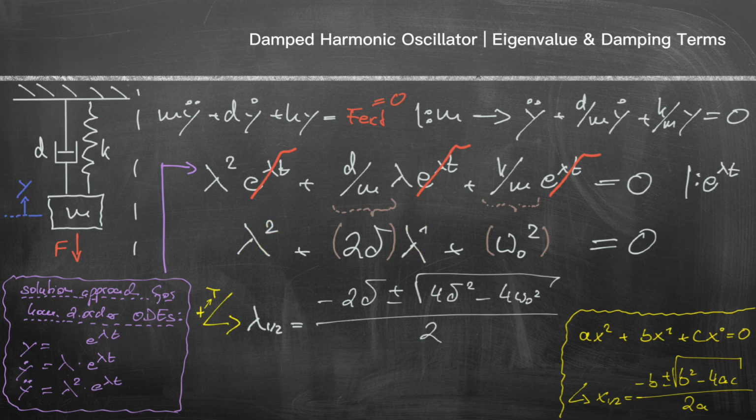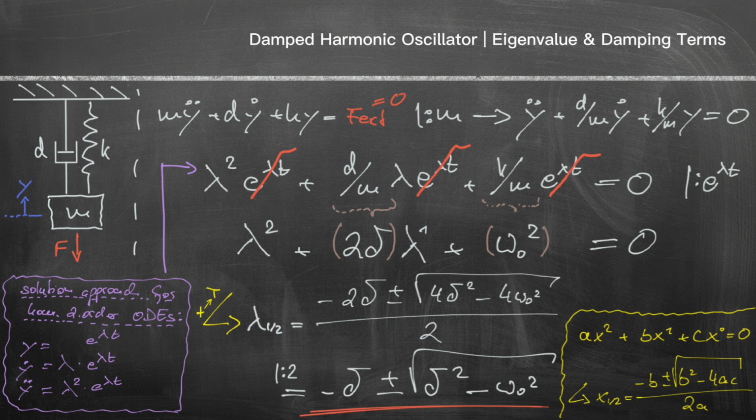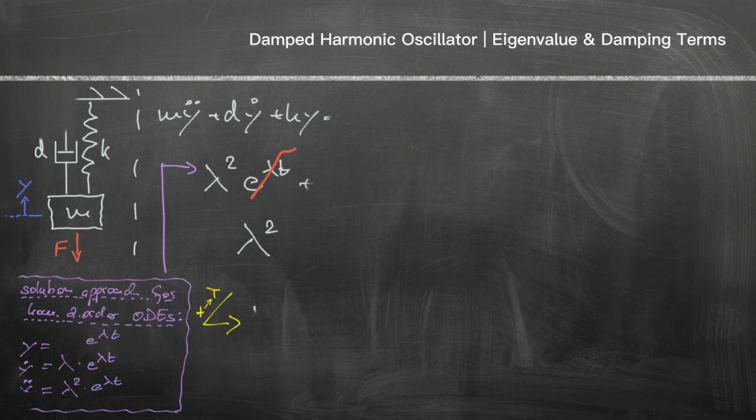Now we apply the quadratic formula to this equation and obtain, after simplifying and rearranging, the eigenvalues as lambda 1, 2 is equal to minus delta plus minus square root of delta squared minus omega 0 squared. With this, we can determine the eigenvalues depending on the system parameters k, d, and m.